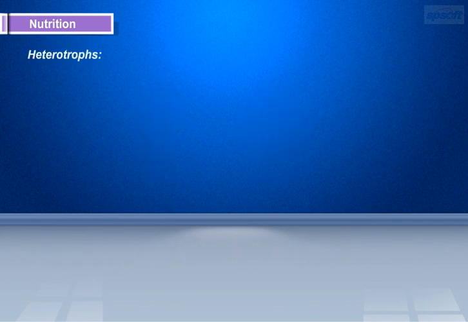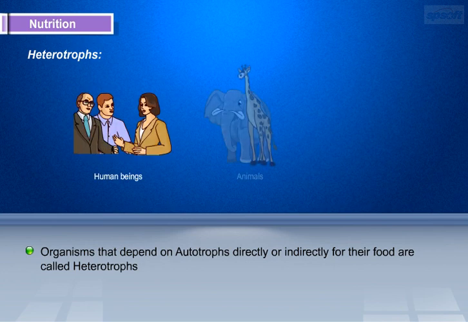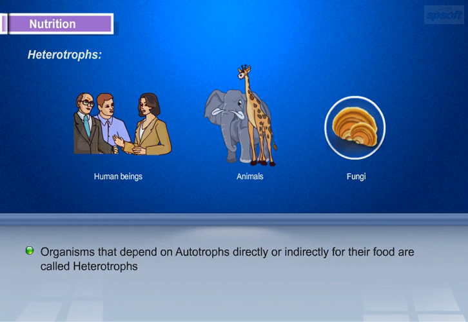What are heterotrophs? Organisms that depend on autotrophs, directly or indirectly, for their food are called heterotrophs. Examples of heterotrophs are human beings, animals, fungi, etc. Let us discuss in detail one by one. Let's start with nutrition in autotrophs.